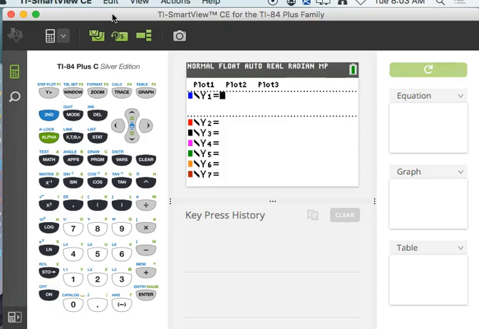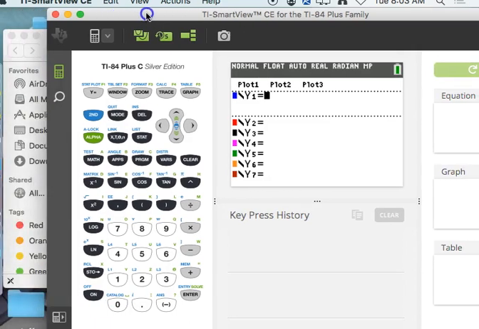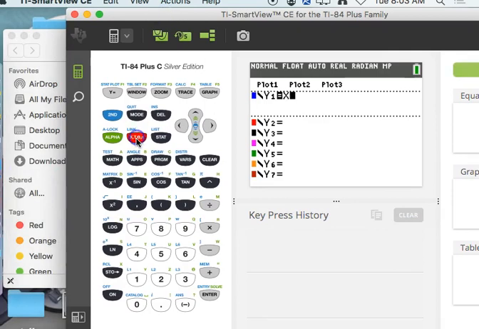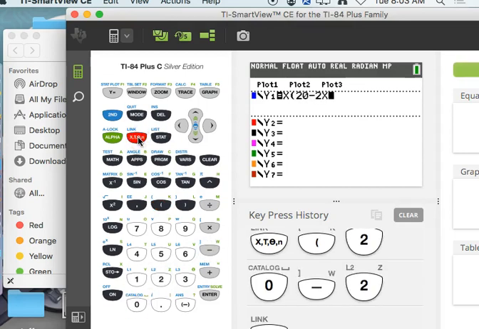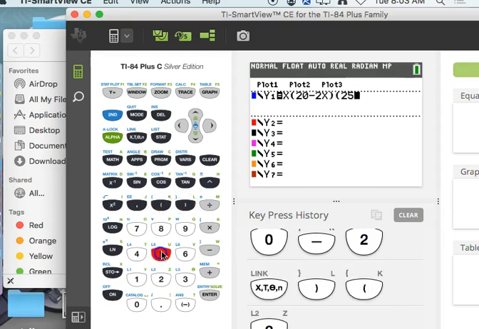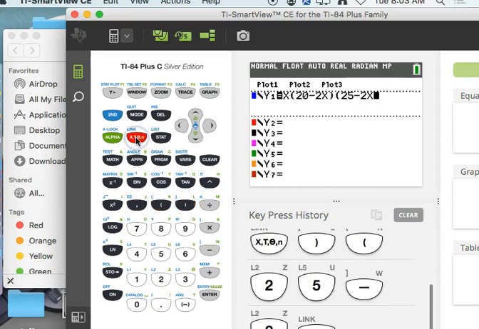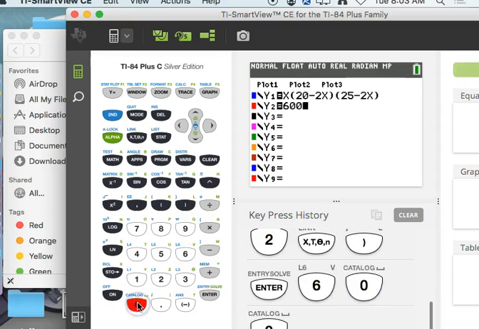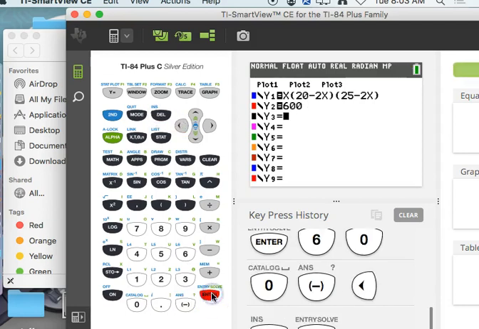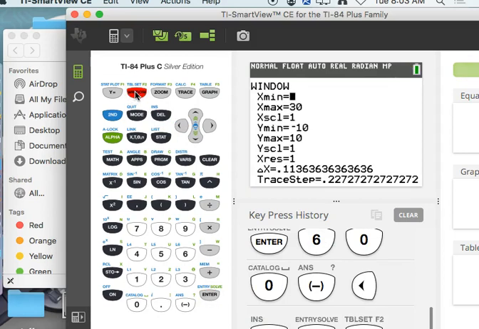So what do we need? We need x, parentheses, 20 minus 2x, and 25 minus 2x, parentheses. Yep, and then we had 600 as the cutoff. There we go. So, window.